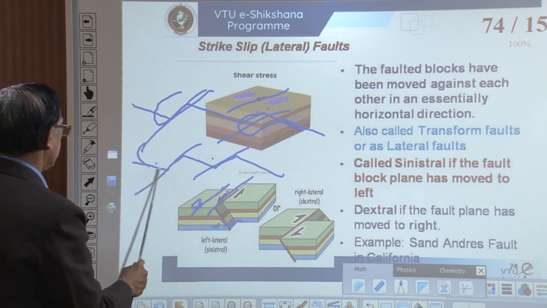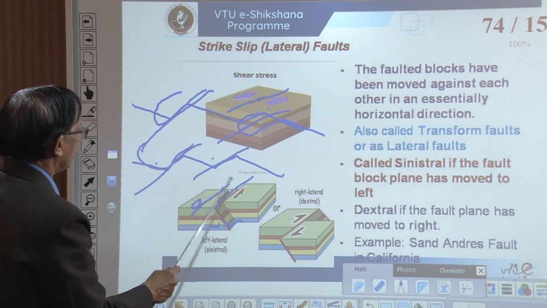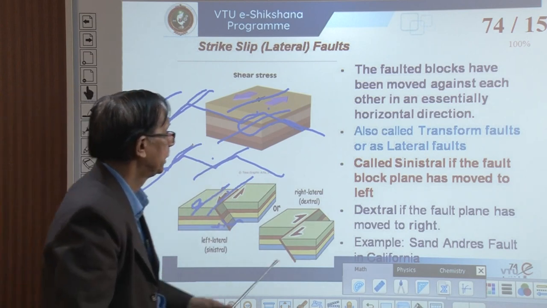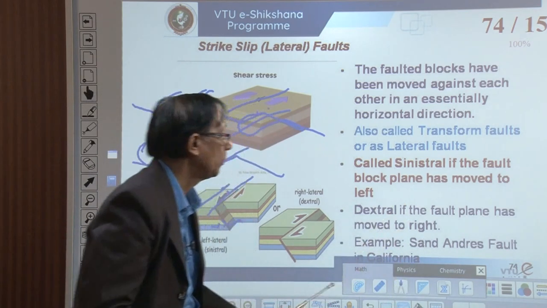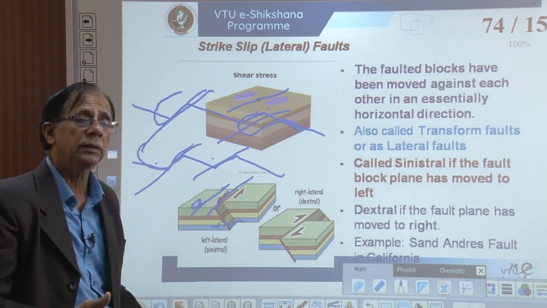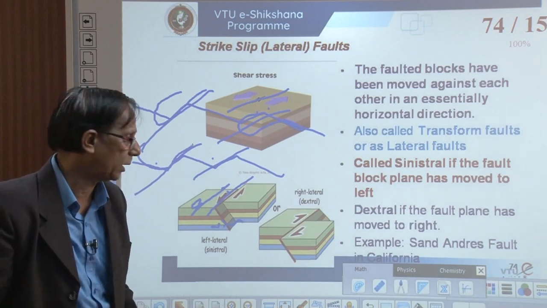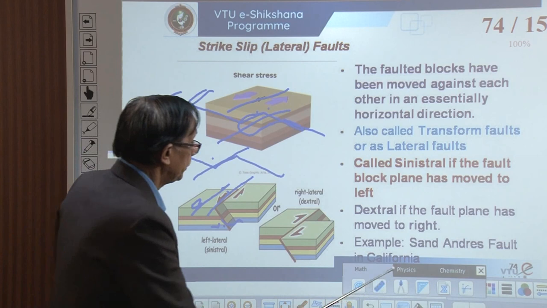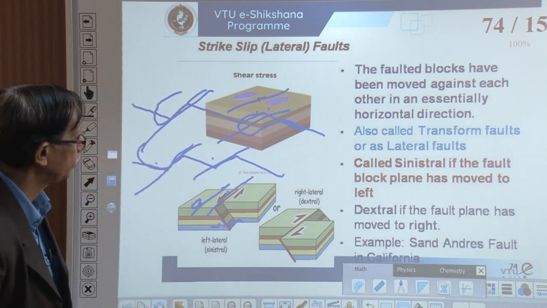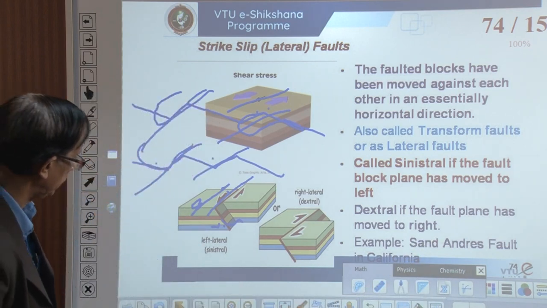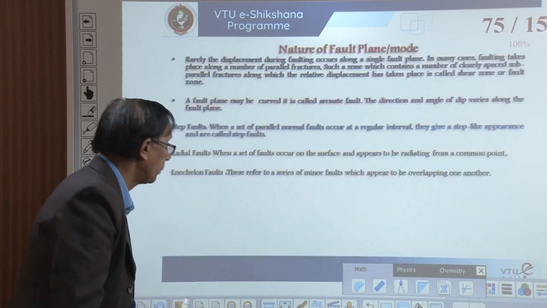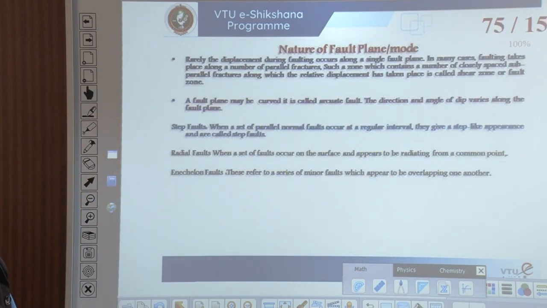There is an elevated area, rocky land like this, this happens. And this kind of movement creates different types of landforms. The best example, Saint Andrew's Fault in California, is another important example.